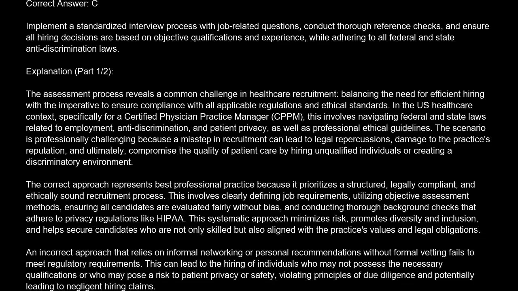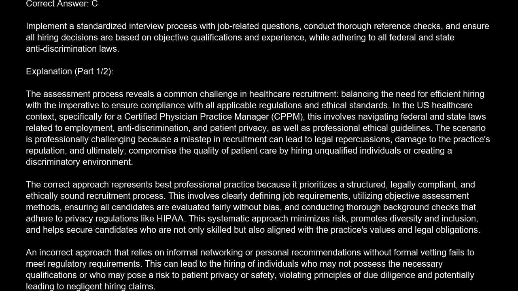The correct answer is C. Implement a standardized interview process with job-related questions, conduct thorough reference checks, and ensure all hiring decisions are based on objective qualifications and experience, while adhering to all federal and state anti-discrimination laws.